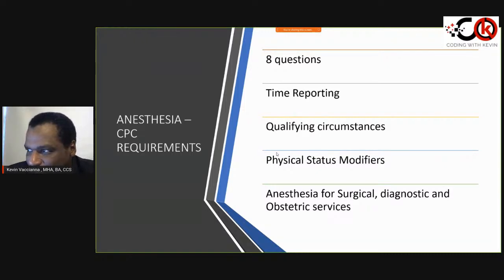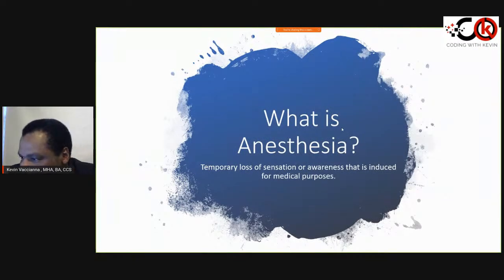The CPC examination has about 8 questions on this, I believe. Time reporting, qualifying circumstances, physical status modifiers, anesthesia for surgical diagnostics, and obstetric care is pretty much what's covered there. Terry, you recently took your test. Do you want to give any insight on this section? Did you see anything different? No, definitely time modifiers, qualifying circumstances, and sequencing. Okay. All right. There you have it, from somebody who just took her test and passed it, so that's fresh information.